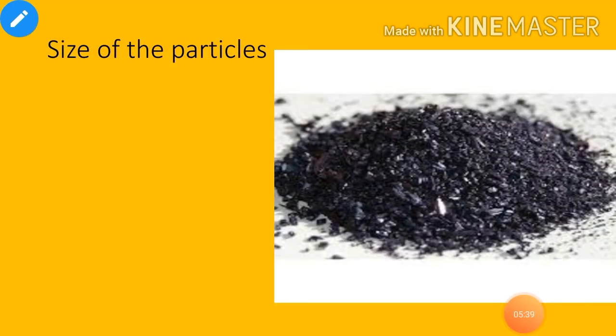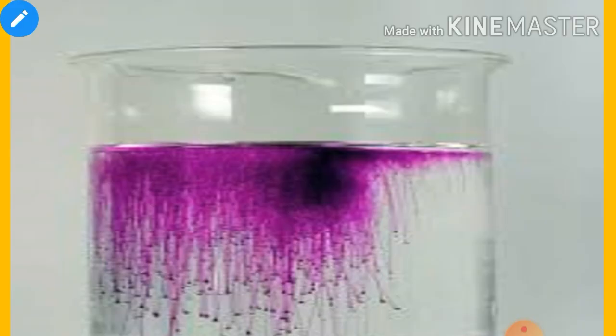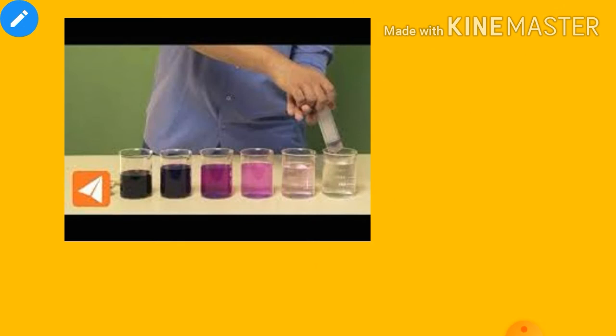And now let's understand the size of particles. Have a look at this picture. This is potassium permanganate. Now, when this potassium permanganate is dissolved in water, the water's color becomes like this. Now, we will discuss this simple activity to understand the size of the particles. So, let's look at this picture.